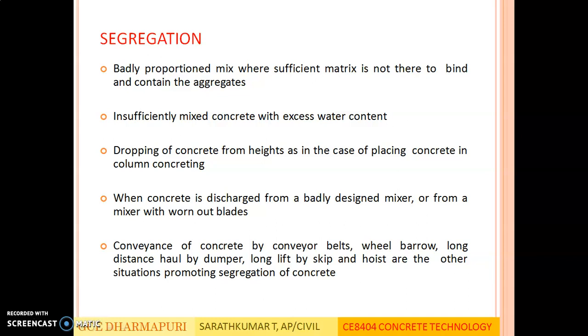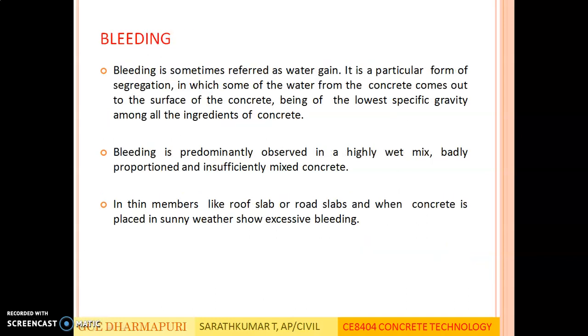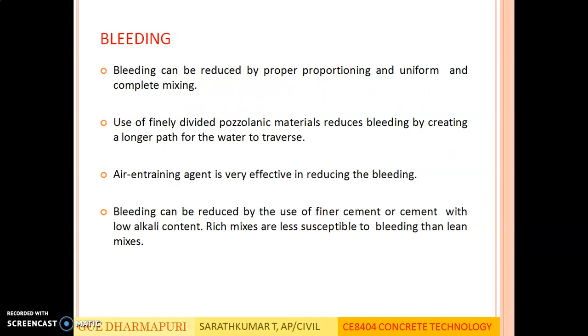Precautions must be taken to avoid segregation. The next topic is bleeding. Bleeding is sometimes referred to as water gain. It is a particular form of segregation in which some of the water from the concrete comes out to the surface of the concrete, being of the lowest specific gravity among all the ingredients of concrete. Bleeding is predominantly observed in a highly wet mix, badly proportioned and insufficiently mixed concrete, in thin members like roof slabs or road slabs, and when concrete is placed in sunny weather, which shows excessive bleeding.